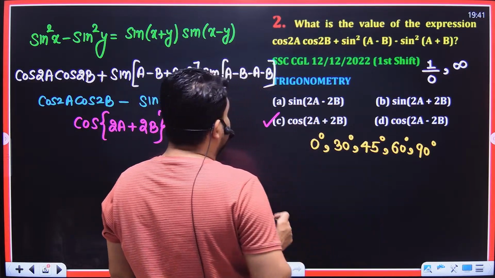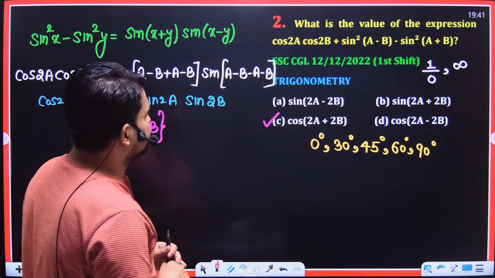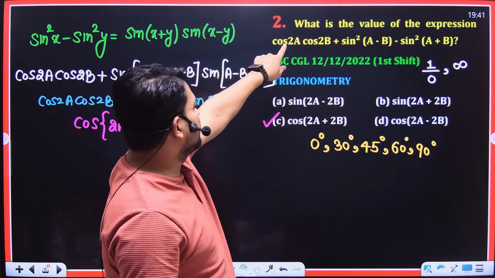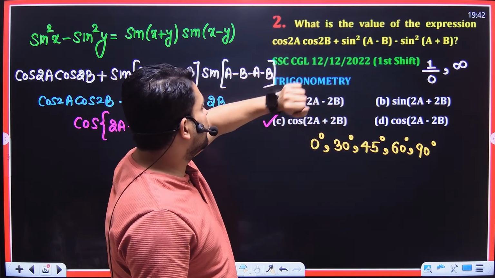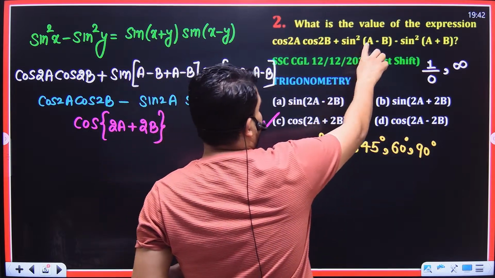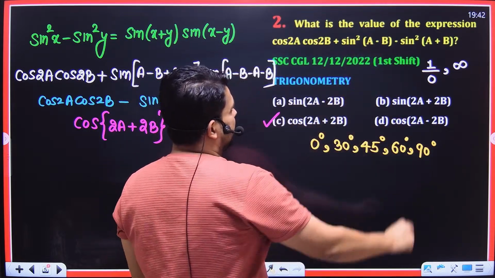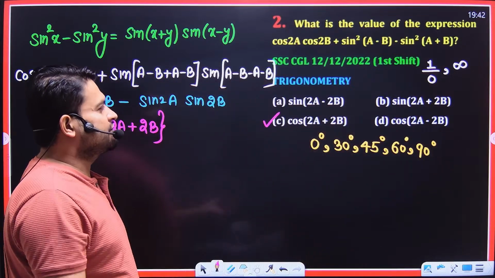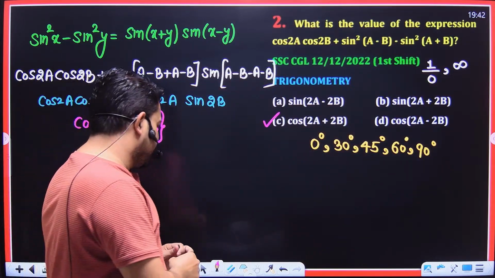See, if I put a equal to 0, then cos 0 is 1. I have cos 2b. For a equal to 0, I have sin square of minus b. I have minus sin square minus b. It means what I have? Minus 2 sin square b. My question will become more complicated.